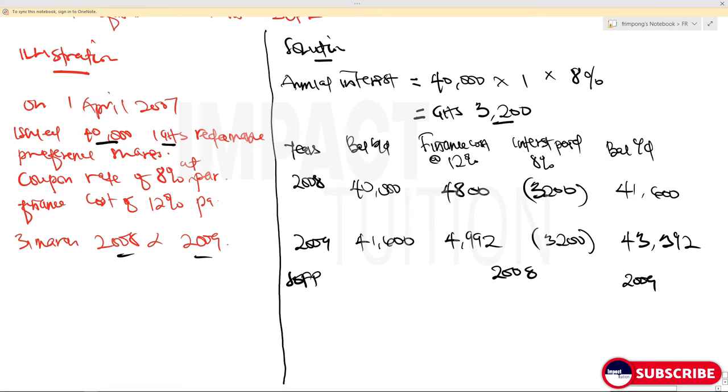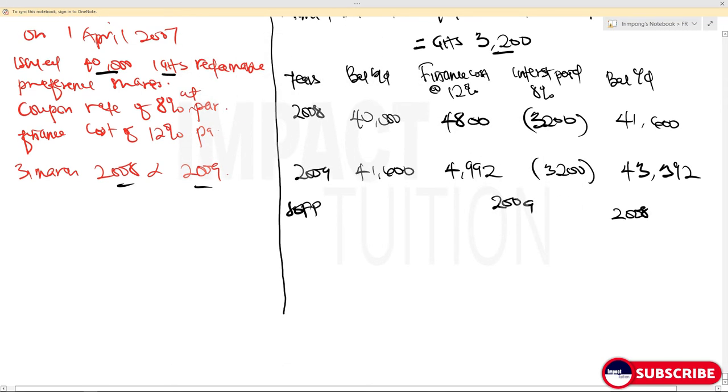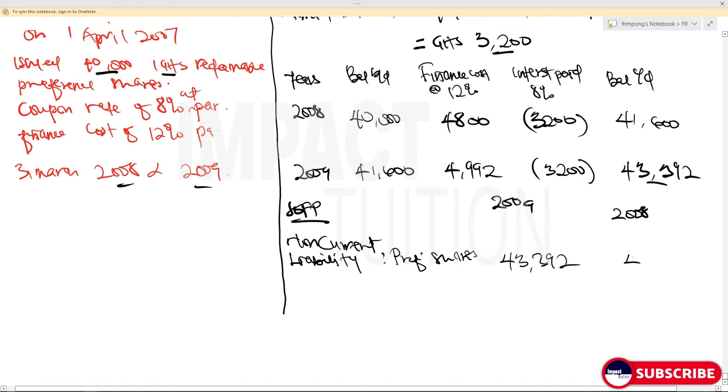Now, in the statement of financial position, the current year should be first. In the statement of financial position, we have non-current liabilities. And this is preference shares: 2009, the closing balance 43,392; 2008, 41,600.